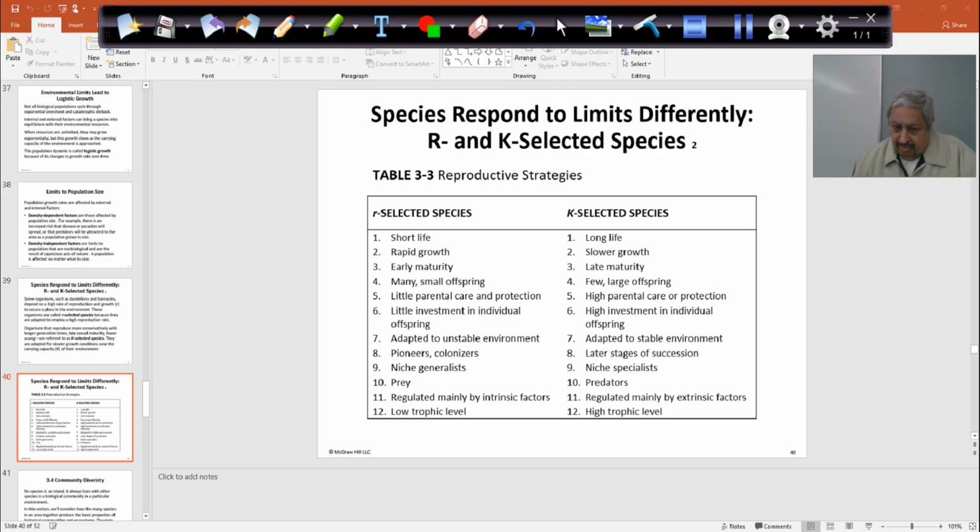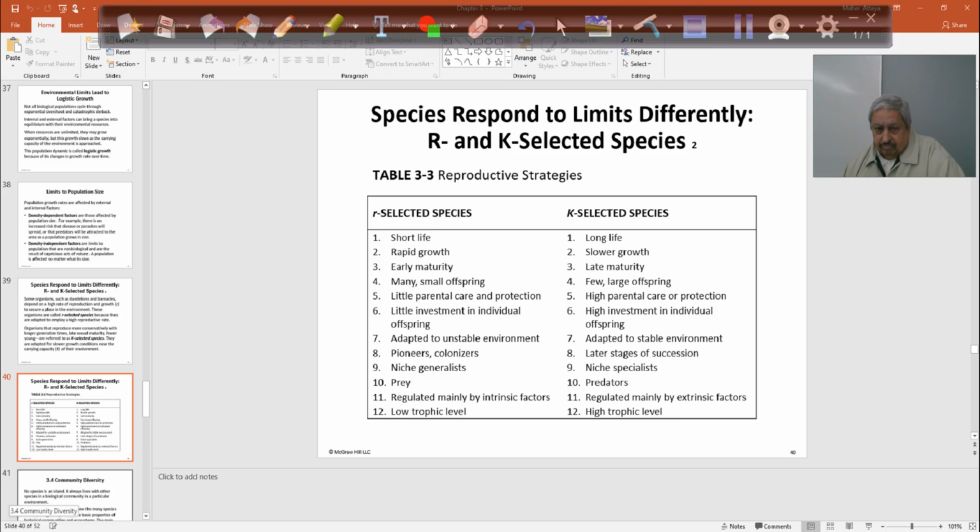And you can see here, number 12, low trophic level and high trophic level. The K series is high trophic level, and the R series of species are low in trophic level. And we talked about trophic level, there's a food chain, a triangle food chain within the community itself.